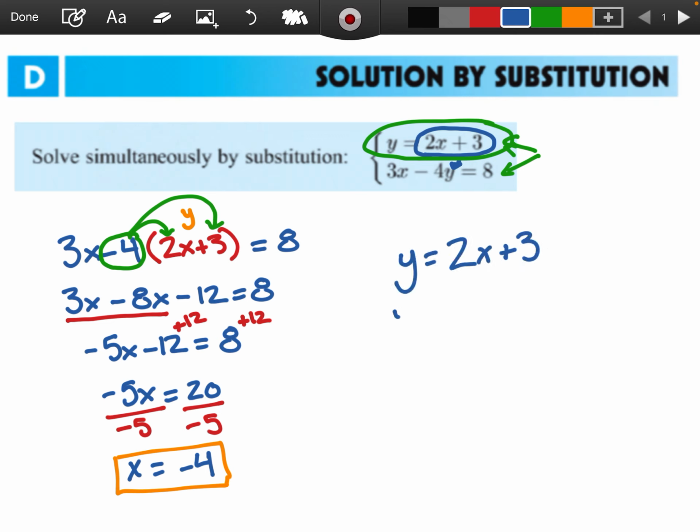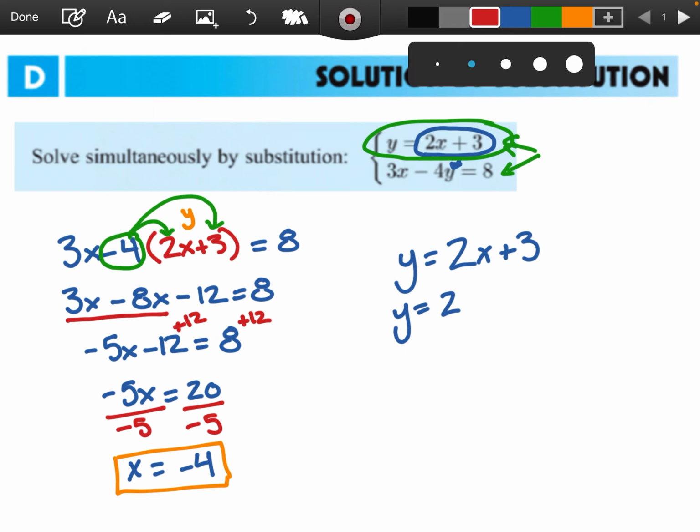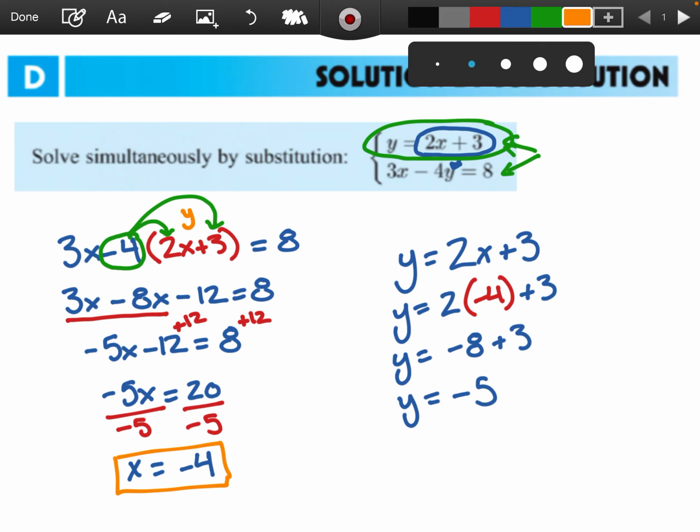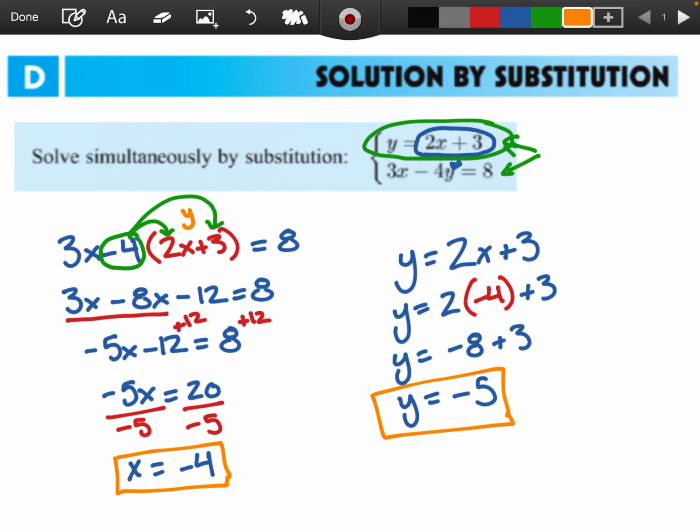We're going to take what we solved x to be and replace it where we see x, so substitute in that x value, and then solve. That gives us negative 8 plus 3, so y equals negative 5. So we have a final answer of x is negative 4, y is negative 5. And that's how the method of substitution works.